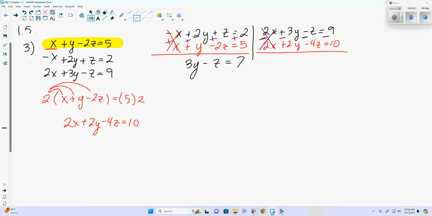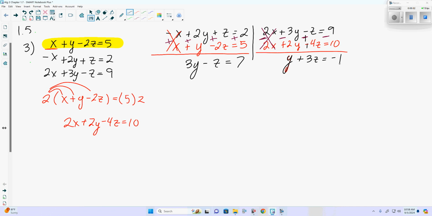Our next one, 3y minus 2y, is going to be 1y. Just y. Negative z minus negative 4z. Our negative and negative make a plus. So negative z plus 4z is plus 3z. 9 minus 10 is negative 1.